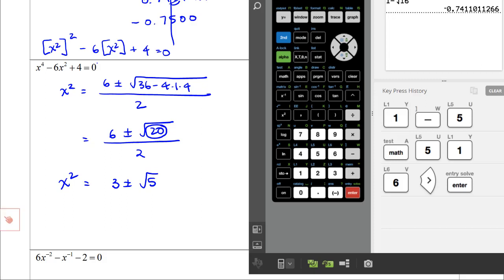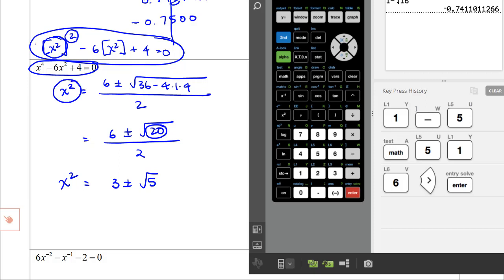We need to look at this problem like this, and now it's a quadratic. This is the thing that's being squared, that's why it goes here, and the coefficient is 1. I see why you would think it would be x squared, because it's x squared times x squared, but that's not it, that'll mess this part up.